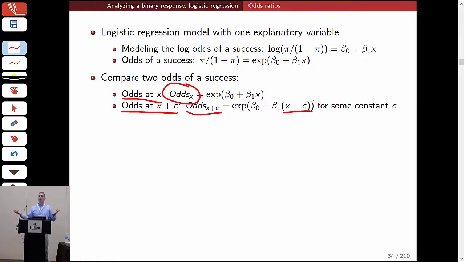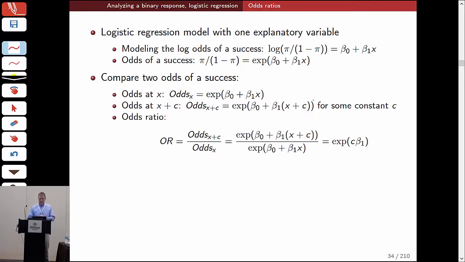I have two odds. What do we like to do with two odds? Let's compare them. Let's form an odds ratio. Here's my odds ratio, where I have the odds of success at x plus c divided by the odds of success at x. And look what happens here. I have some nice simplifications. The β0 disappears. β1 times x disappears. And look what I'm left with: e to the c times β1. And what's really cool is that notice we don't have x in there anymore.